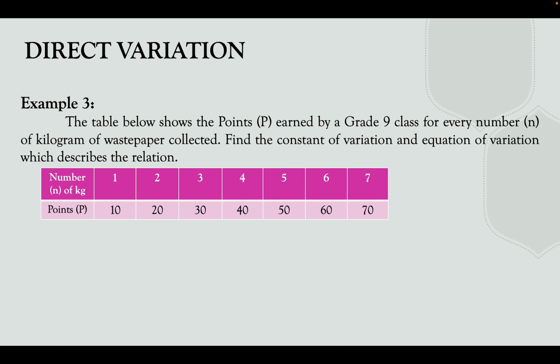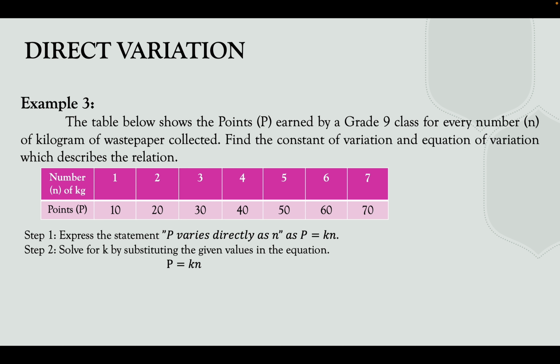You look at the value of the number of kilograms. Let's say that is the x. As you can see, the value of x increases, and also the points, let's say that is y, the value of y is also increasing. So that means this problem is considered to be a direct variation. We need to express the statement. Since we have here P and N, we will use P varies directly as N. So that means we have P is equal to K times N.